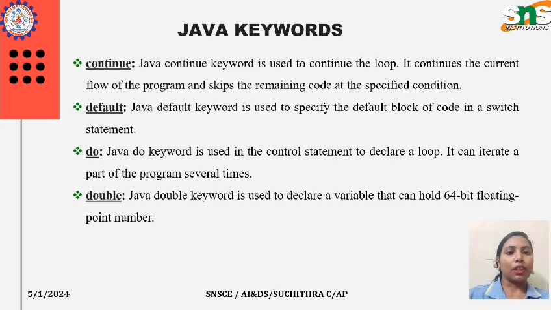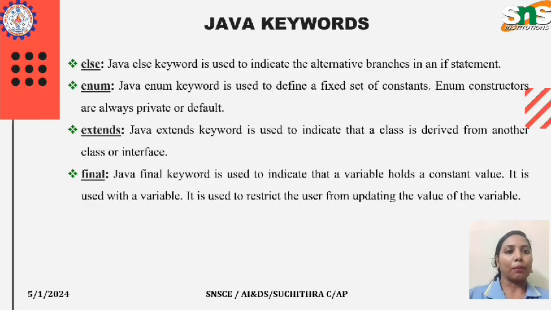Double. The Java double keyword is used to declare a variable that can hold a 64-bit floating point number. Else. The Java else keyword is used to indicate the alternative branches in an if statement. Enum. The enum keyword is used to define a fixed set of constants. Enum constructors are also always private or default. Extends. The extends keyword is used to indicate that a class is derived from another class or interface.